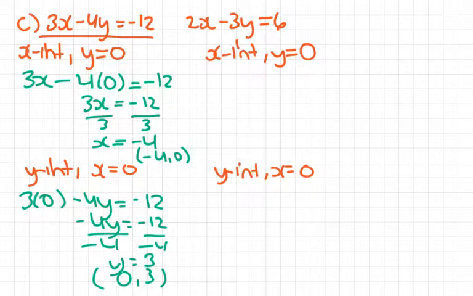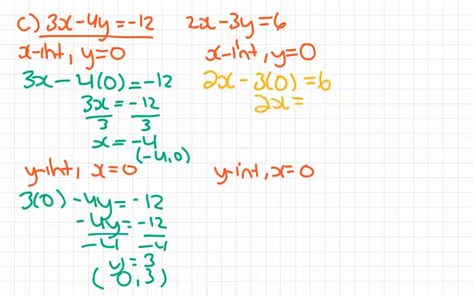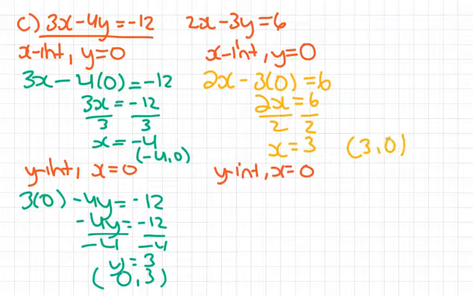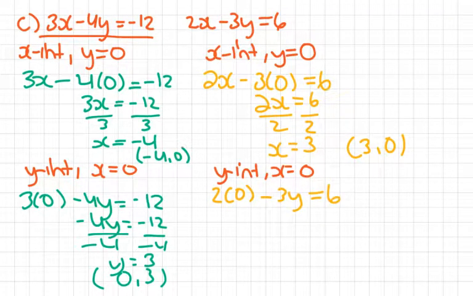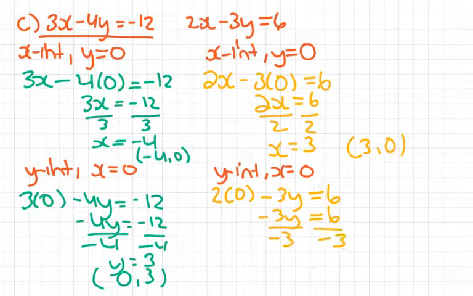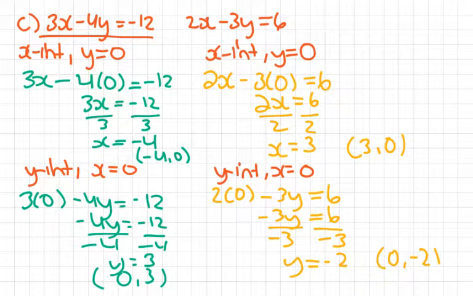For the next one, my x-intercept is when y equals 0. So 2x minus 3 times 0 equals 6. So 2x equals 6. Divide both sides by 2. X equals 3. That point is 3, 0. My y-intercept is when x equals 0. So 2 times 0 minus 3y equals 6. Negative 3y equals 6, divided by negative 3. Y equals negative 2. So that point is 0, negative 2.